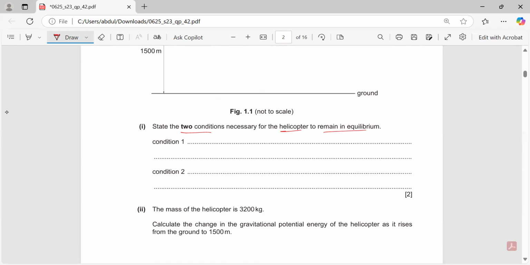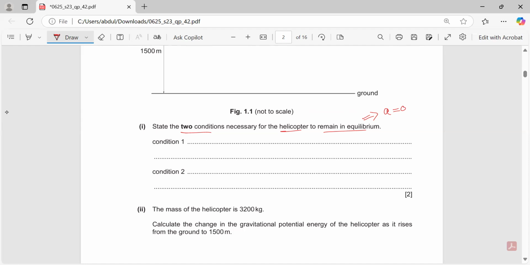When we are saying equilibrium, it means the acceleration of the body is 0. So either the body is at rest or it is moving with uniform velocity. In both cases, the body will be considered to be in equilibrium. Two conditions are there. Condition number 1: the resultant force on the object, in this case on the helicopter, should be 0. And condition number 2: the resultant moment of force on the helicopter should also be 0. These are the two answers for 2 marks.